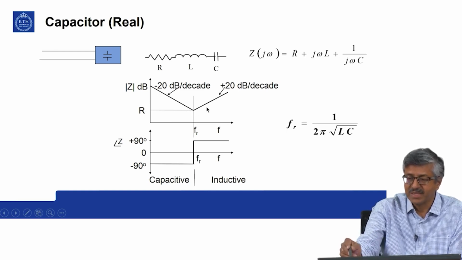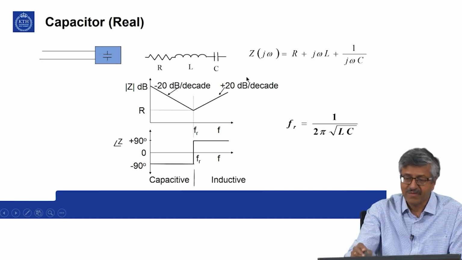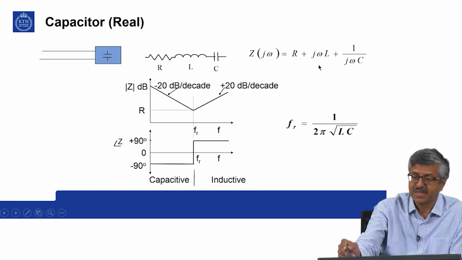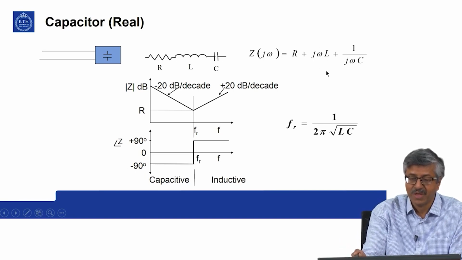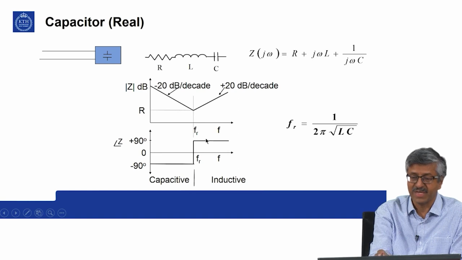Then beyond that, the inductive part is dominant. From that time onwards, you have approximately 20 dB per decade increase in impedance, as you would expect from an inductor. The same thing happens with the phase also: minus 90 here transitions into plus 90, as if it is an inductor.